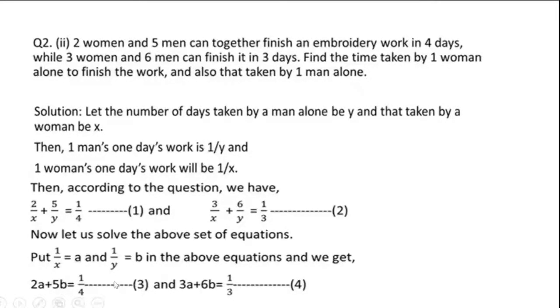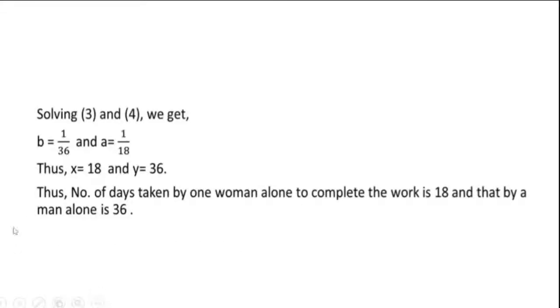Now I'll solve these two equations and I'll get b is equal to 1 upon 36 and a is equal to 1 upon 18. B was what? B was 1 upon y. So 1 upon y is equal to 1 upon 36. That means y is equal to 36.